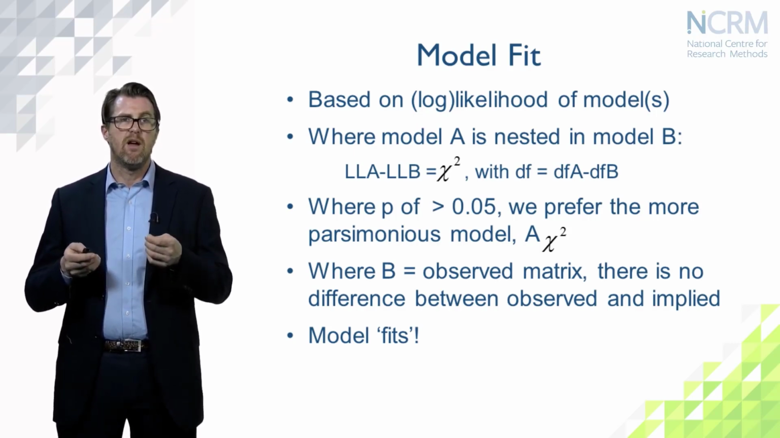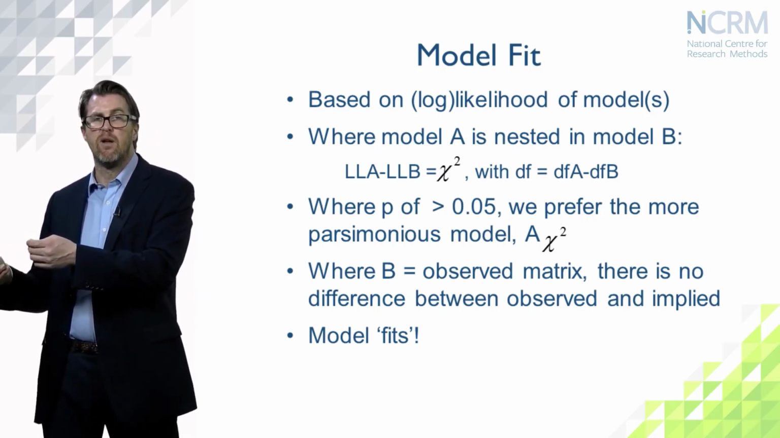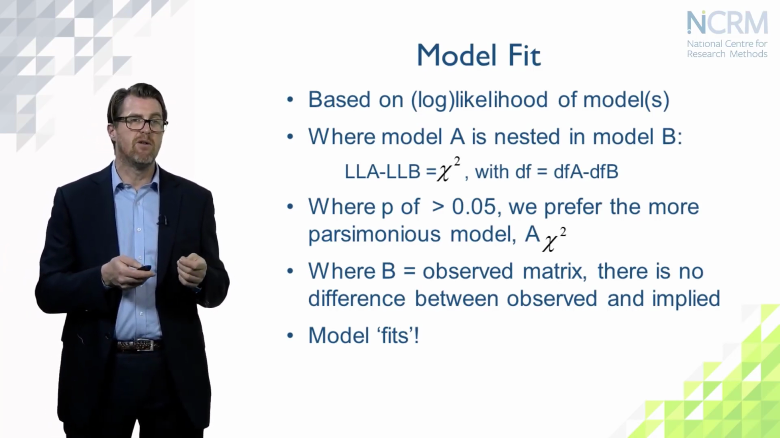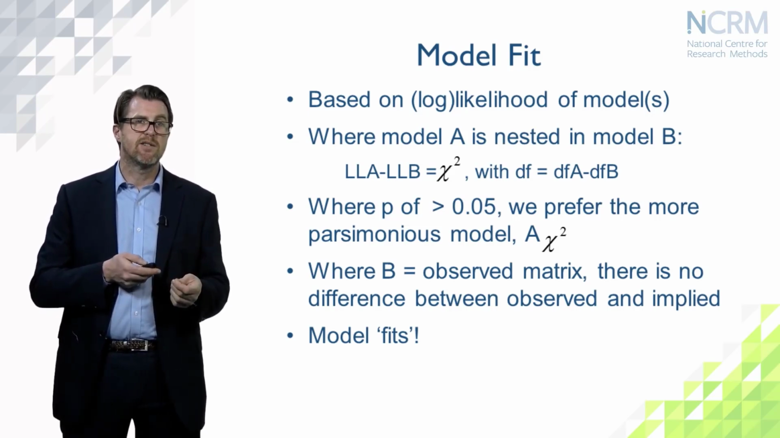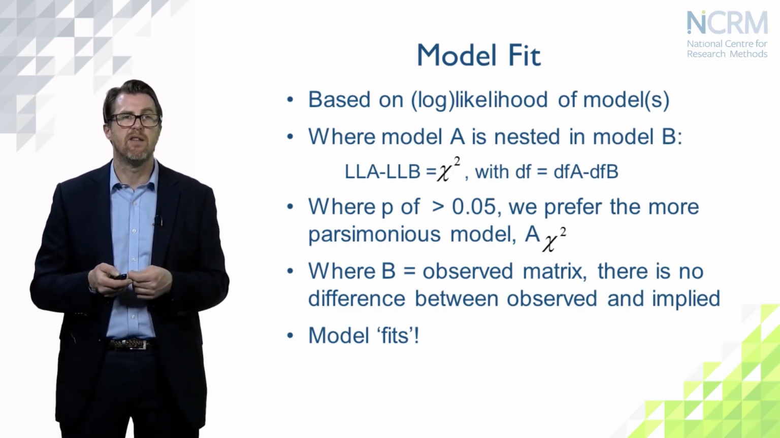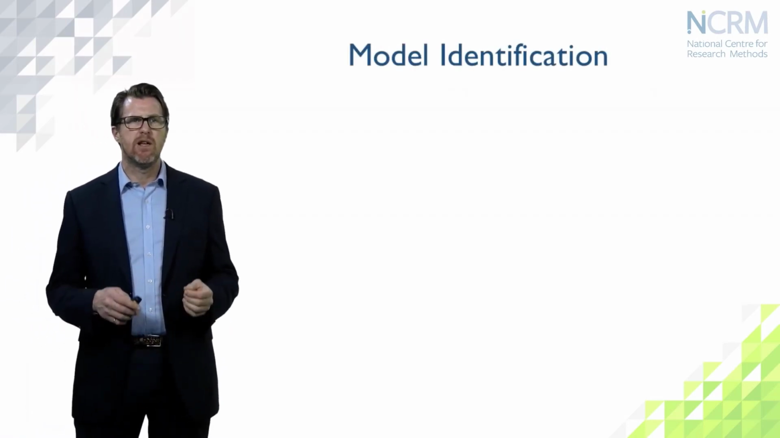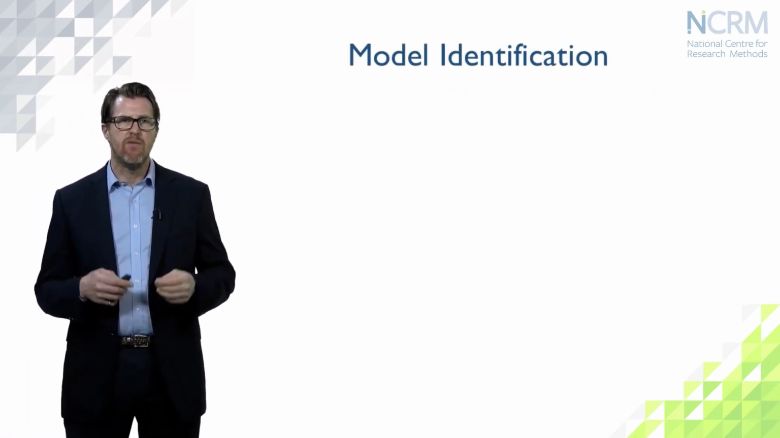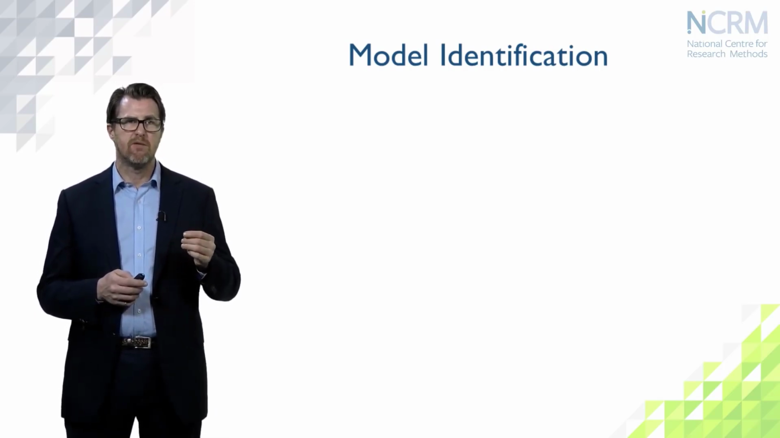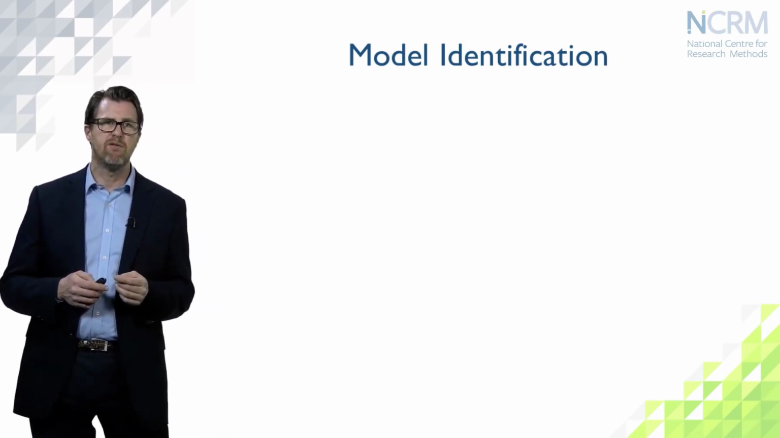We can look at the difference in the likelihood for one model and compare it to the likelihood for a nested model and make a statistical test of whether one fits the data better than the other. So the last thing I'm going to talk about in this video is model identification. This is all linked with the things I've talked about already to parameter constraints and fixing parameters to particular values and to assessing model fit and so on.